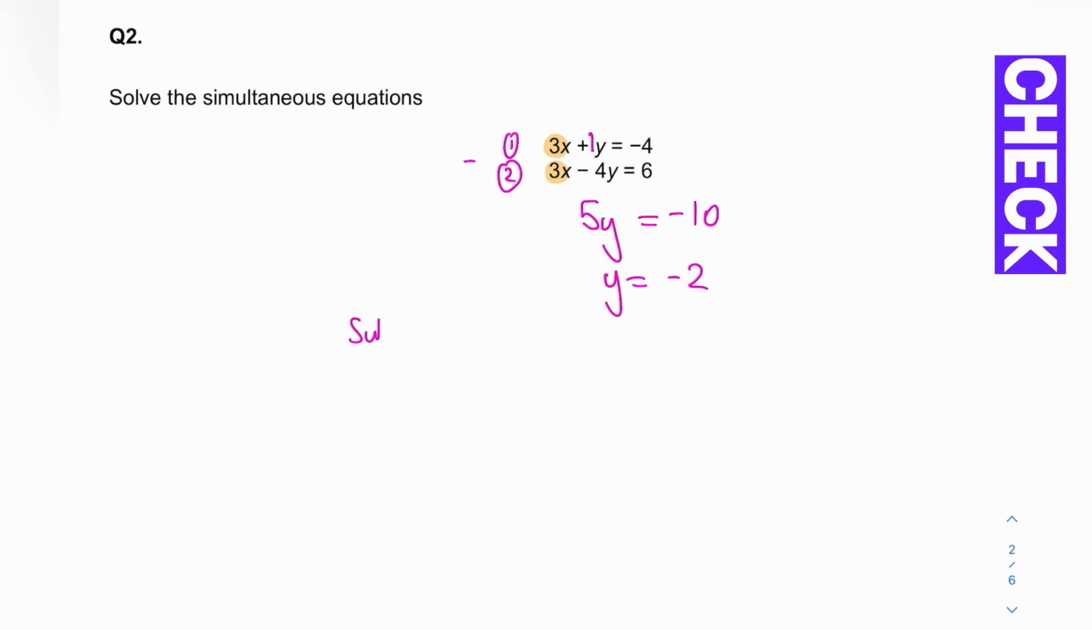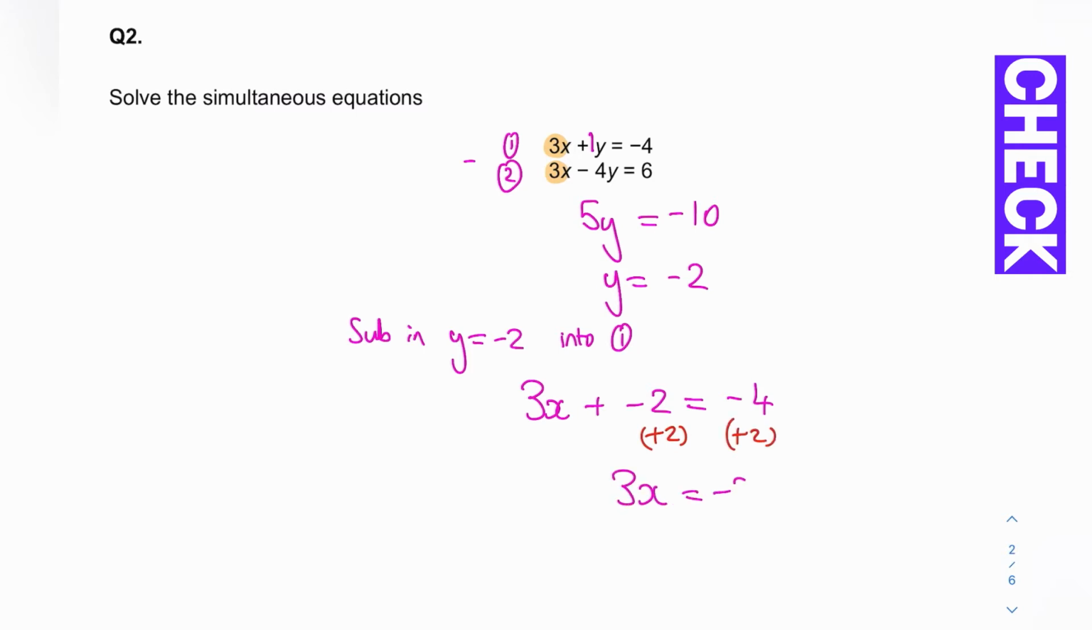Now we can substitute in y equals negative 2 into, I'm going to pick equation 1 this time. That gives us 3x, we've got 1y, and we know y is equal to negative 2, equals negative 4. And now we need to solve this equation. So we're going to get rid of this negative 2 by adding it to the other side. That leaves you with 3x is equal to negative 2. We can now again divide through by 3 and we get our answer, x is equal to negative 2/3.